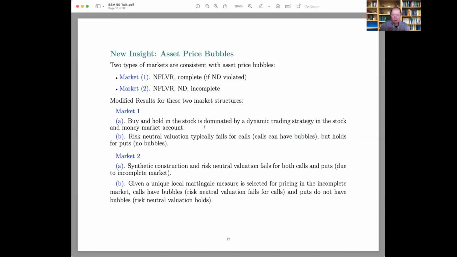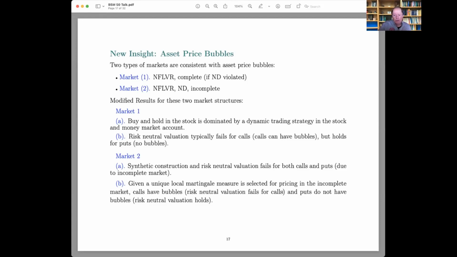Market two, when you add incompleteness, but still make the market slightly nicer by adding no dominance, the fact that synthetic construction fails means that pricing is going to happen differently. You're going to be pricing in an incomplete market, and we'll be talking about how to do that later as well. But typically, well, there are some general rules.